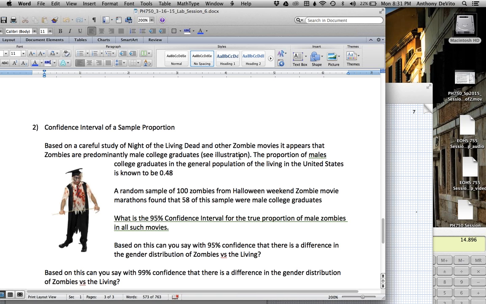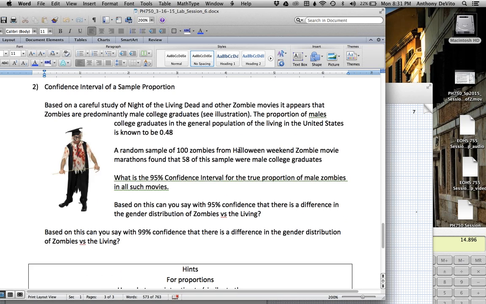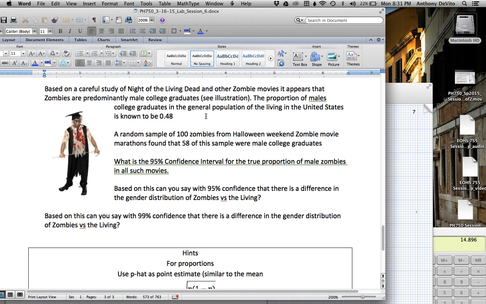Okay, predominantly male graduate students. The proportion of male college graduates in the general population of living in the United States is known to be 0.48. Males, we don't live as long, so there's more dead males than there are. Okay, a random sample of 100 zombies from Halloween weekend zombie movie marathons. 58 of this sample out of 100 were male college graduates. What is the 95% confidence interval for the true proportion of male zombies in all such movies?